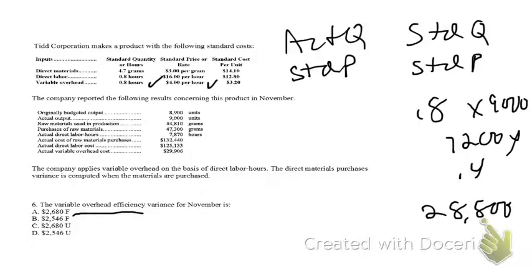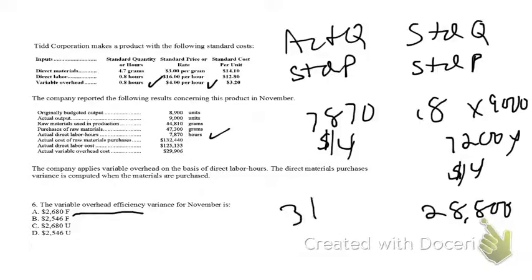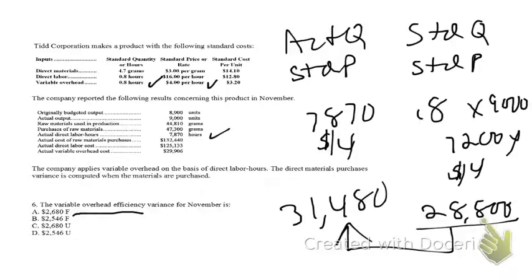My actual quantity and my standard price. The actual direct labor hours that I worked were 7,870. My standard price is still $4. Keep in mind that's $4, not 0.4. So I've got 7,870 times 4, so that's 31,480. Should have spent 28,800, actually spent 31,480. That is unfavorable by $2,680. So I have a $2,680 unfavorable variance.